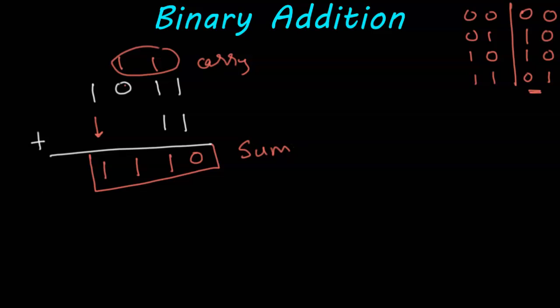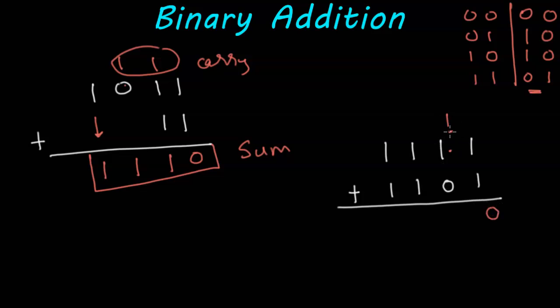Let's try solving another question. We have 1, 1, 1, 1 in addition with 1, 1, 0, 1. So here again we have 1 plus 1, which is 2. 2 in its binary form is written as 1, 0. So we have 1 as carry, 0 as sum.